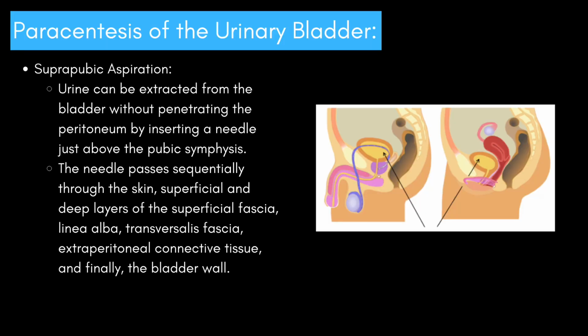Let's start off by taking a look at paracentesis of the urinary bladder. Suprapubic aspiration. Urine can be extracted from the bladder without penetrating the peritoneum by inserting a needle just above the pubic symphysis. The needle passes sequentially through the skin, superficial and deep layers of the superficial fascia, linea alba, transversalis fascia, extraperitoneal connective tissue, and finally, the bladder wall.